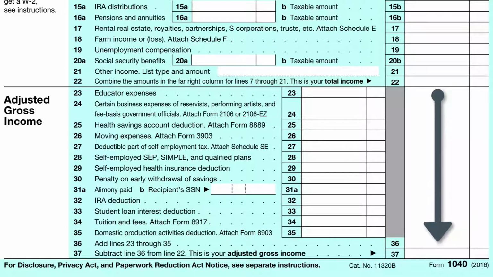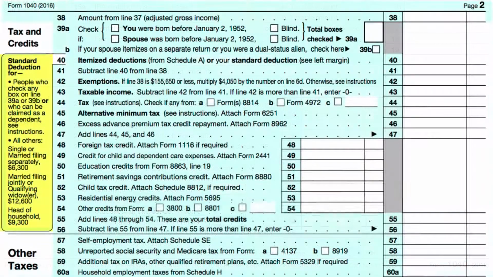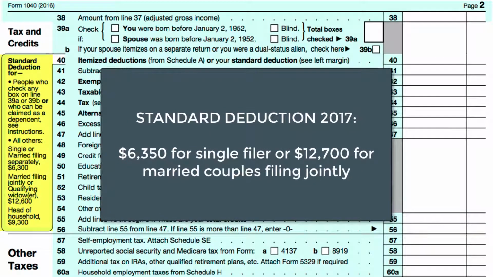Once the above-the-line deductions are taken and subtracted from the taxpayer's total income, the number that results is the taxpayer's AGI, or adjusted gross income. Once the taxpayer's AGI is calculated, the taxpayer has two choices in taking further deductions. The taxpayer may take a standard deduction, which as of right now is $6,350 for a single filer or $12,700 for married couples filing jointly, although this increases every year.